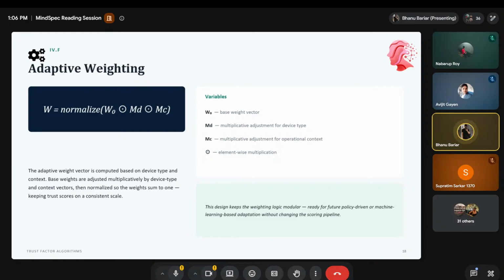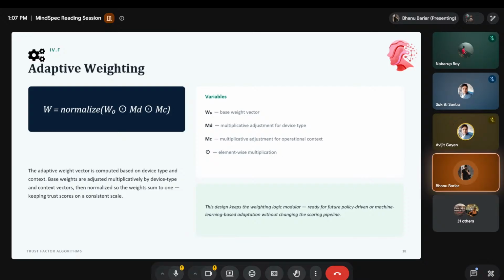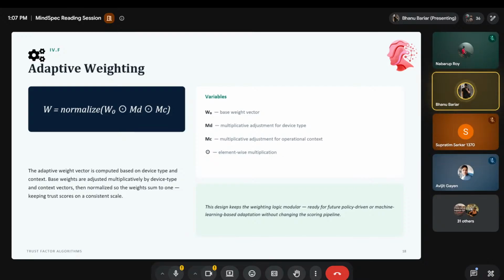Finally, all weights are normalized. Normalization ensures that all weights sum to 1, preventing trust scores from exceeding their intended ranges. But why is this adaptive weight important? Because different situations require different security priorities. During routine operations, behavior is predictable and predictability matters more than flexibility. This flexibility allows the same trust framework to operate effectively across a wide range of edge deployments.